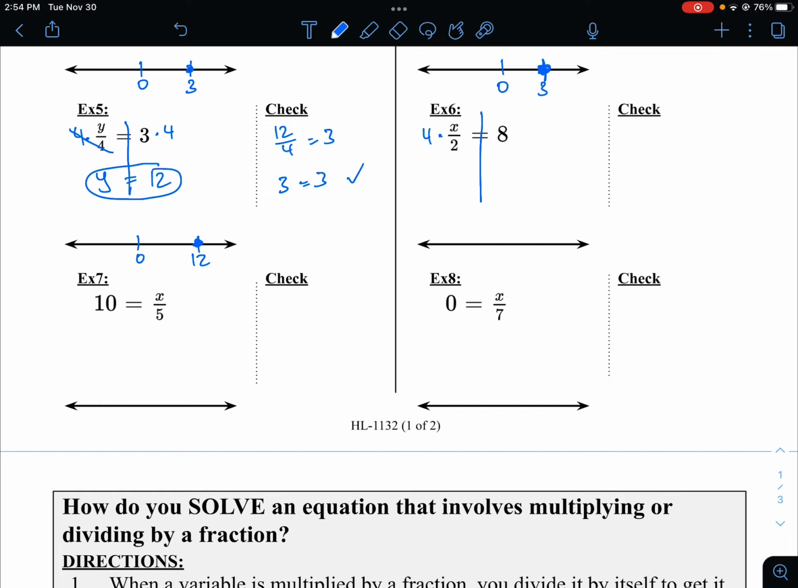So I'm going to multiply this side by 2. If x is being divided by 2, I have to do the opposite of dividing by 2, which is multiplying by 2. That will end up canceling out. You're left with x. 8 times 2 is 16.